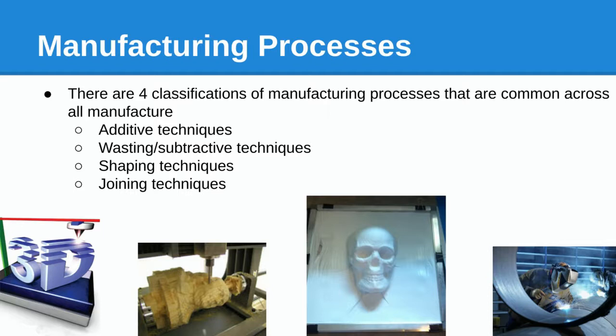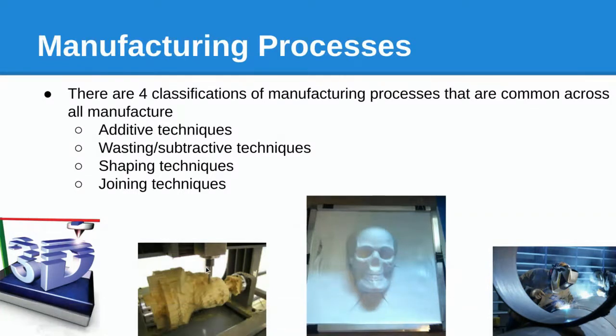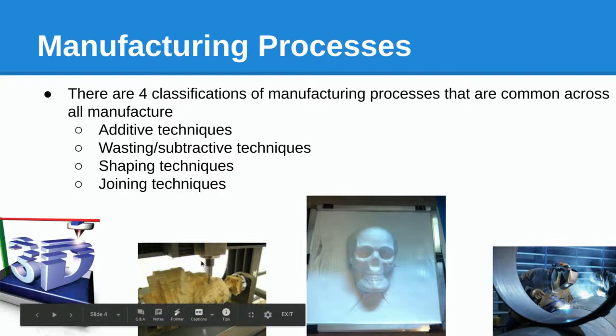Manufacturing processes. There are 4 classifications of manufacturing processes that are common across all manufacturing. We have additive techniques, which you think of as 3D printing, but basically you're starting with nothing and you're adding material until you get your finished product. We have wasting or subtractive techniques, where you're starting with a solid block or cylinder and you're cutting away at it, producing waste until you have your finished product.